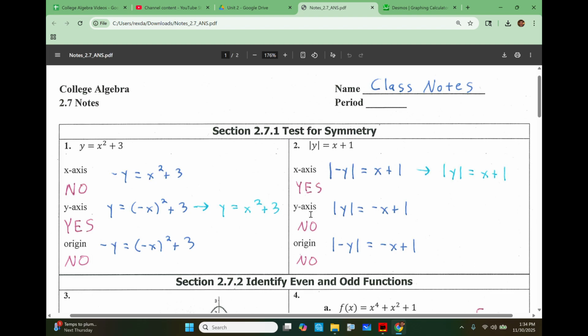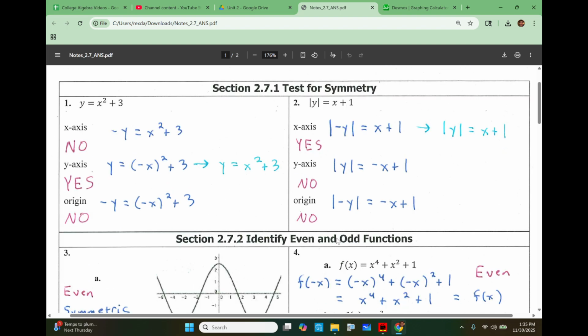Y-axis symmetry, replace the x with a negative x. If you do that, this is not the same equation. It does not have y-axis symmetry. Origin symmetry, replace the x and the y with a negative x and a negative y, and simplify. Well, after this simplified to this, this part here would look similar to this. So this is not going to be the exact original equation, so it does not have the origin symmetry. So let's take a look at that.